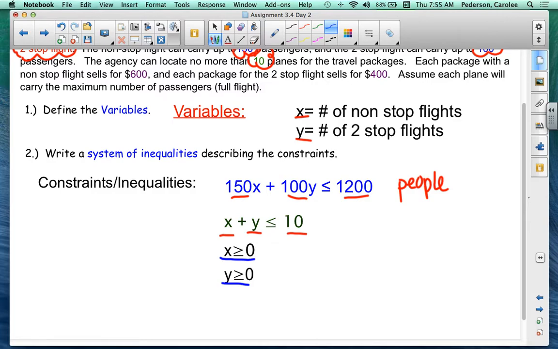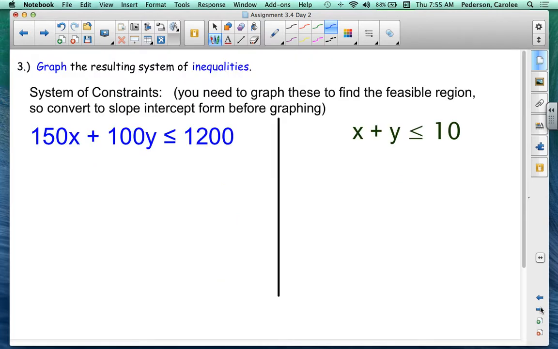All right, let's move on to page 2. What we have to do is go out and graph these 4 constraints. The 2 hardest ones are when we don't have them in slope-intercept form. So what we have to do is convert these to slope-intercept form.